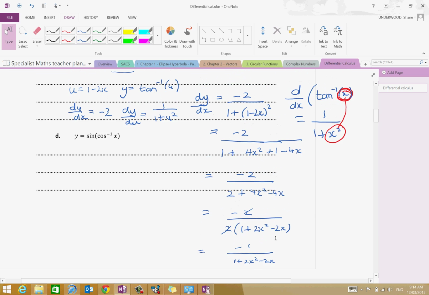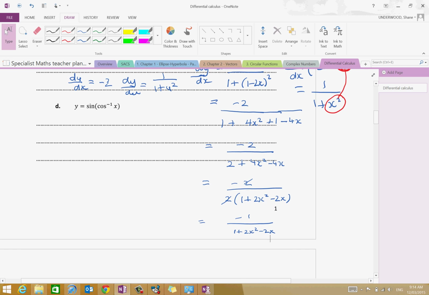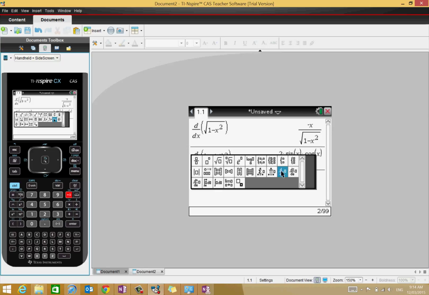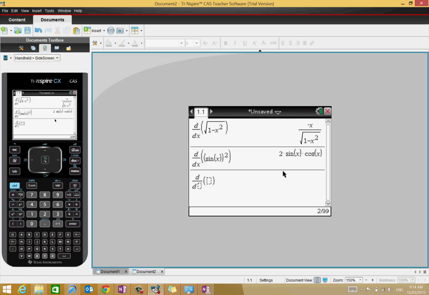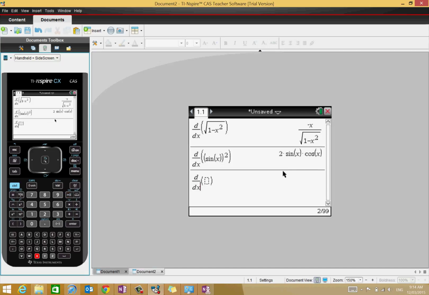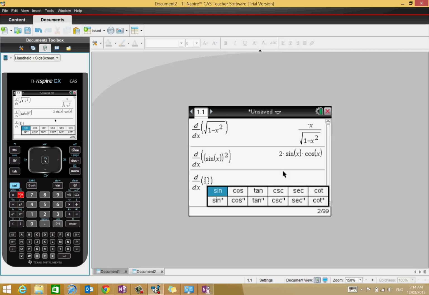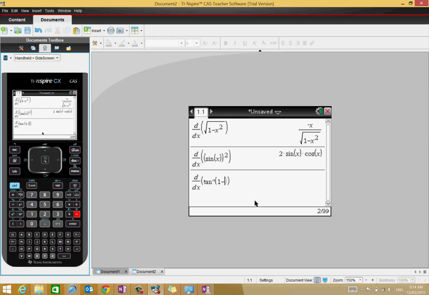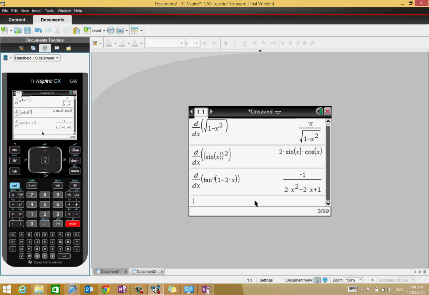All right, let's have a look. The derivative of inverse tan of 1 minus 2x in the CAS. So we do the same thing. X, and remember that we've got trig, and it's the inverse tan of 1 minus 2x. There you go. Isn't that what we had?